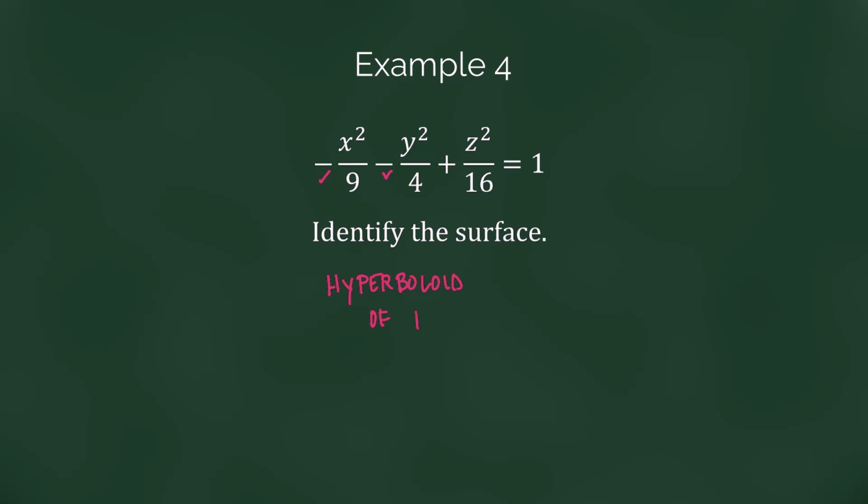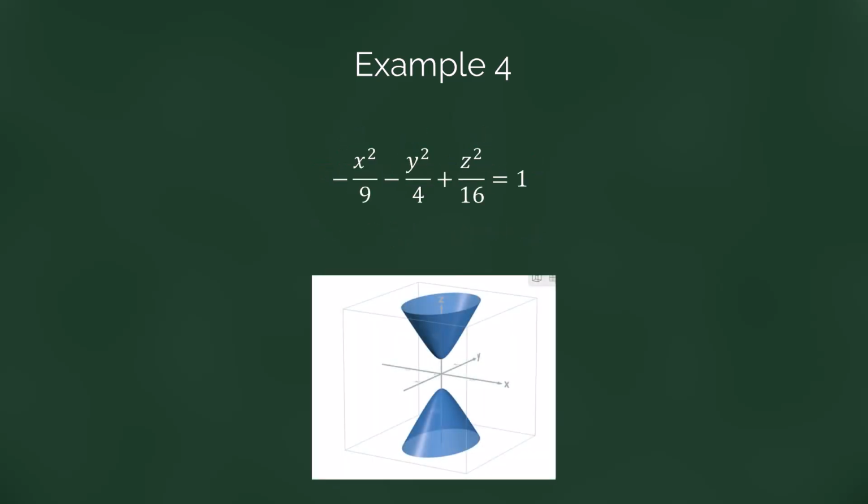But the two negative signs mean that we have 2 sheets. And we'll take a look at this and see what it means to have 2 sheets as well. So you can see here that the two pieces of this hyperboloid are separate from each other, which is why it's called the hyperboloid of 2 sheets.